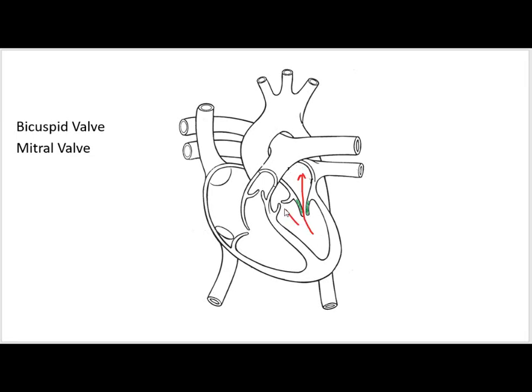So the blood should only move to the aorta. The blood will move to the aorta but not backward. Again, to strengthen those valves so that they don't swing backward, the cusps of those valves are attached to what? Chordae tendineae, and then chordae tendineae is attached to the papillary muscle, and that gives it further reinforcement.